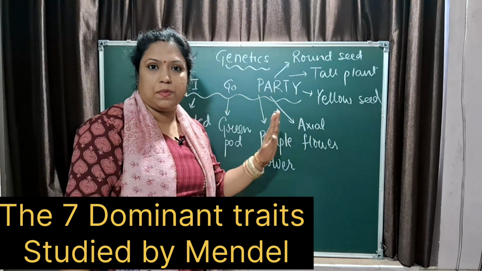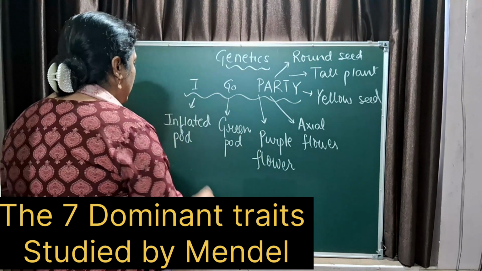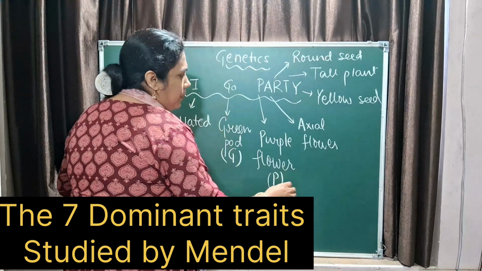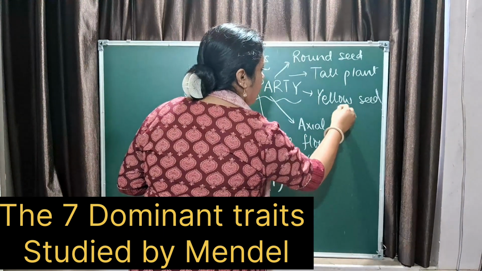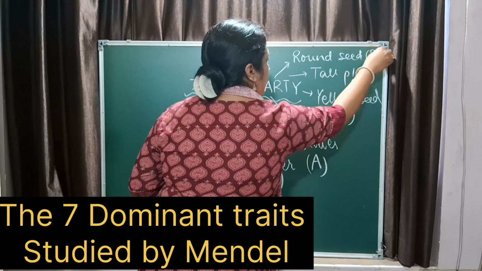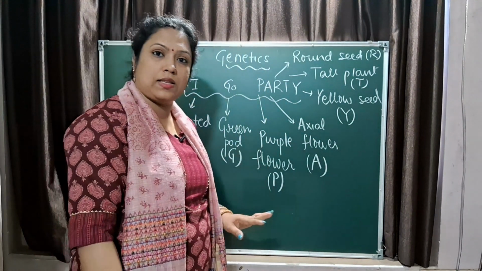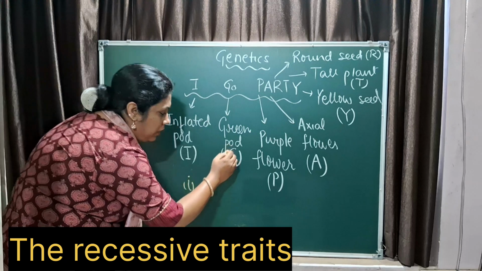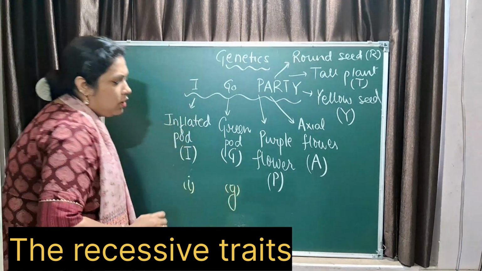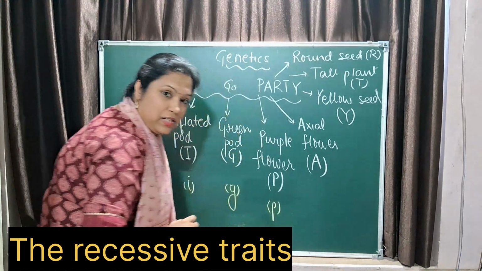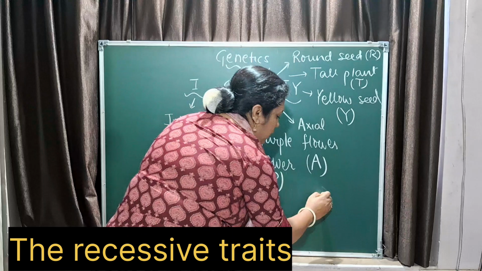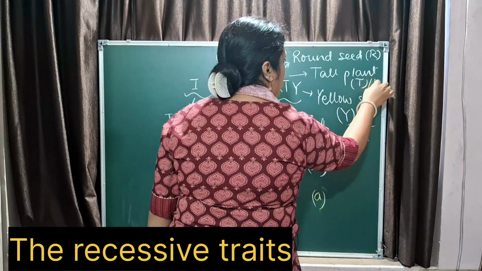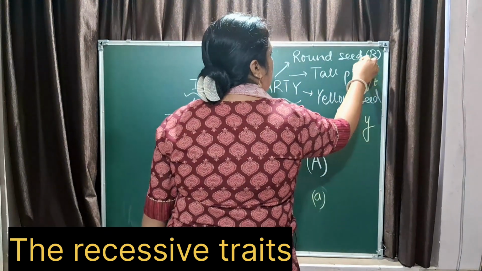Now these are the 7 traits that Mendel has studied, and these are the dominant traits. Keep in your mind that none of the alphabets is repeated. So inflated we use capital I, green capital G, purple P, axial A, yellow Y, tall T and round R. The recessive trait of all these characters will be: for inflated pod you have constricted pod, for green pod you have yellow pod, for purple flower you have white flower, for axial flower you have terminal flower, for yellow seed you have green seed, for tall plant you have dwarf plant, and for round seed you have wrinkled seed.